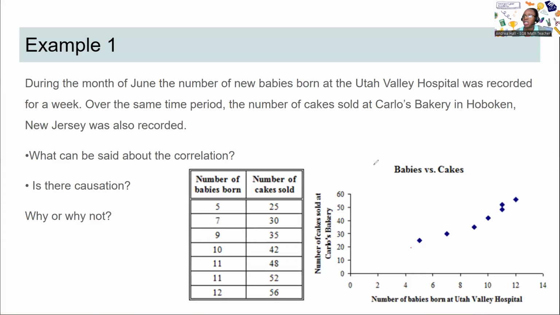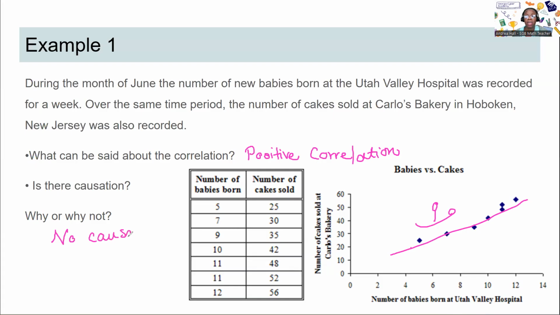Well, let's look at the correlation. Let's just think about how it looks. It's going up to the right, right? So what can we say about the correlation? It's definitely a positive correlation. Is there causation? No causation, right? It could be other factors. It could be a result of chance. It just happens to be a coincidence. Coinkydink. So this is an example.